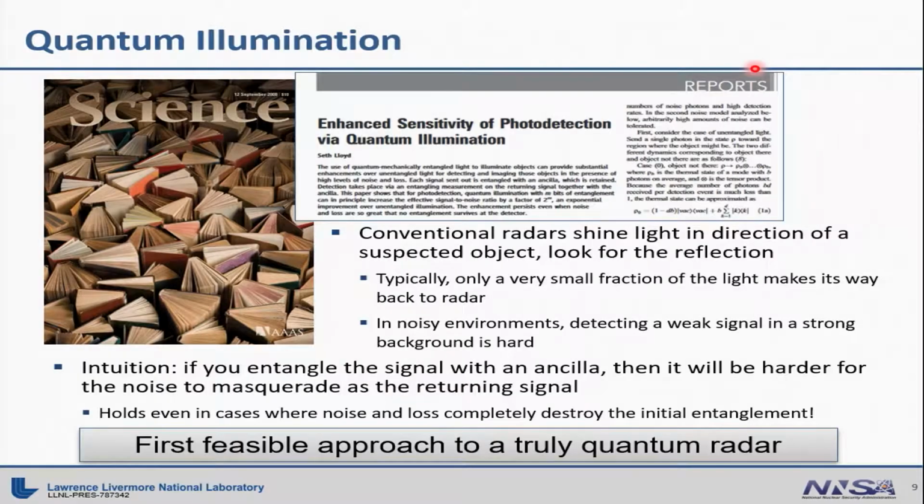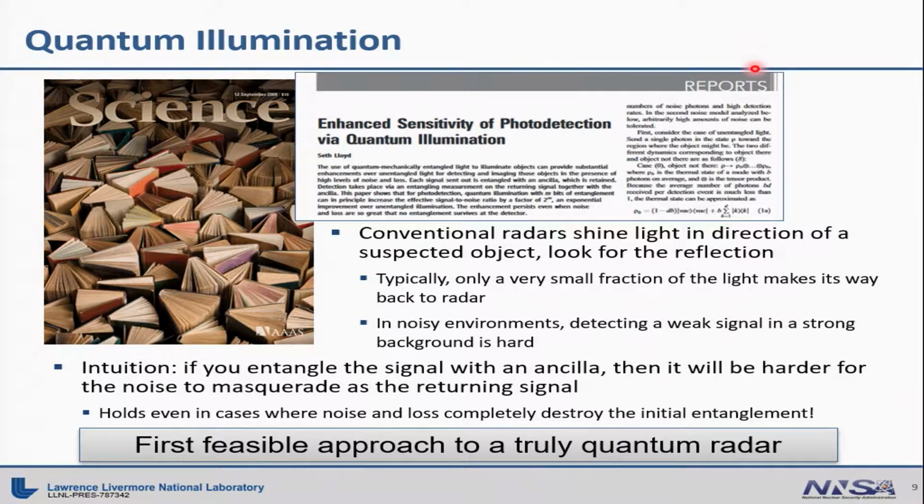Okay, so in 2008, Seth Lloyd publishes a paper, Quantum Illumination. If you read the first couple of paragraphs in that paper, he outlines his general intuition about how this quantum radar would work. Conventional radars shine light in the direction of an object, and then they look for that weak reflection. Typically that reflection from the target is very, very weak. The target's going to be a fair distance away, and in noisy environments, detecting that weak signal in a very noisy background can be very difficult.